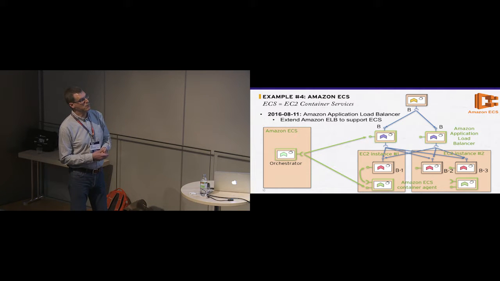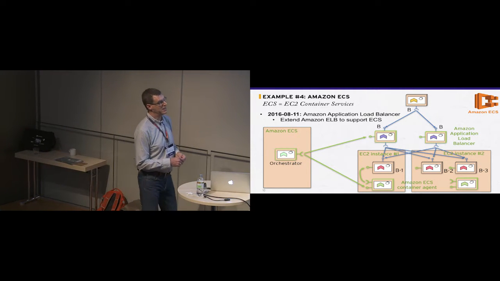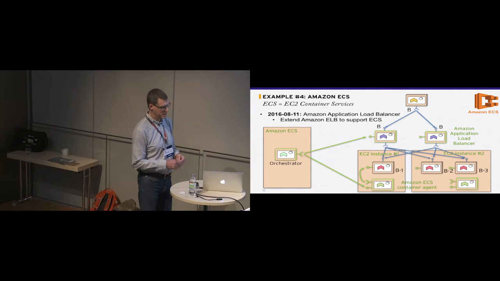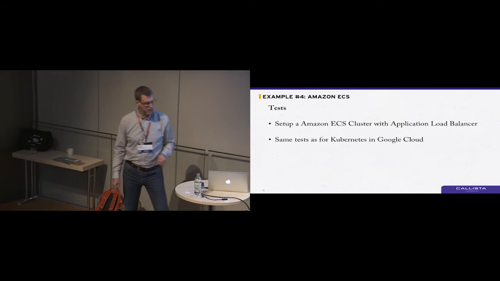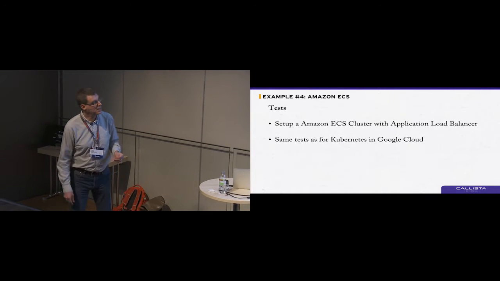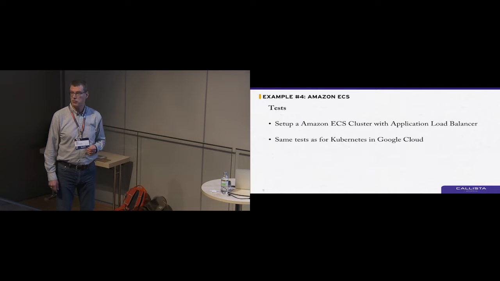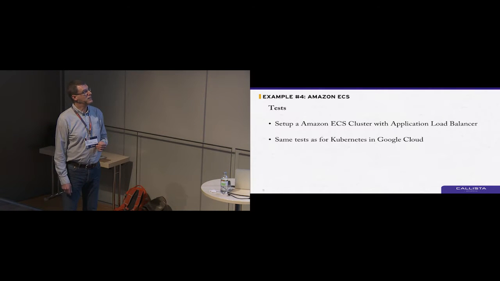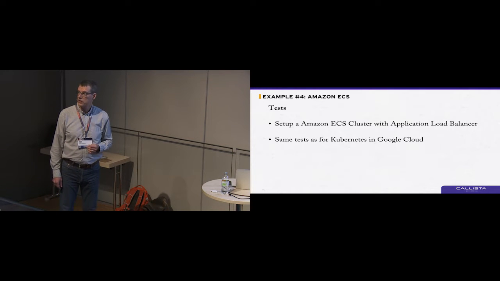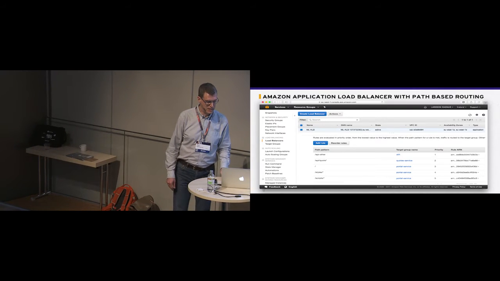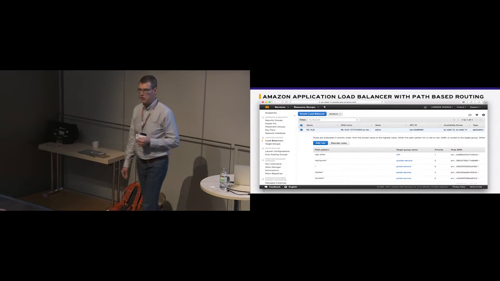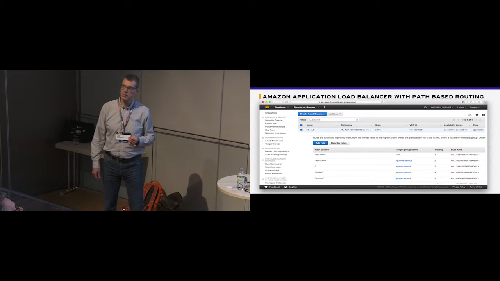So in this case, we run the load balancer outside of the cluster, outside of the EC2 instances, and it's actually Elastic load balancer instances that run the application load balancer. So I set up an ECS cluster on Amazon together with an application load balancer, and tried it out in the same way as for Kubernetes, including the autoscaling. And it worked basically the same, except for how the application load balancer handles incoming requests.